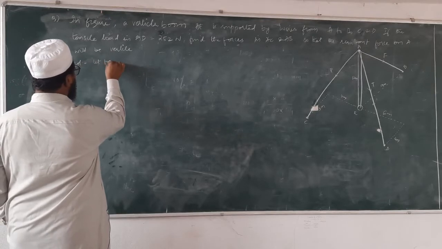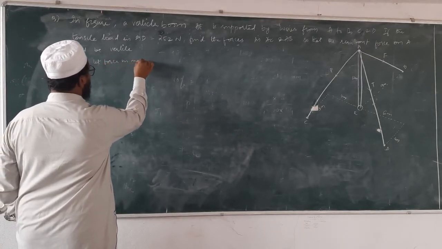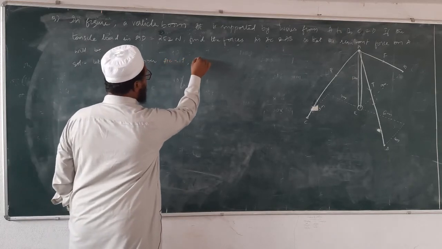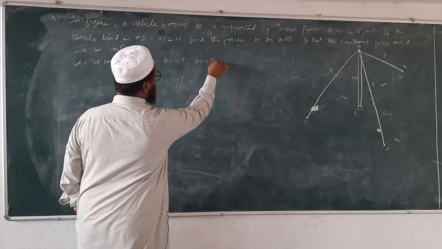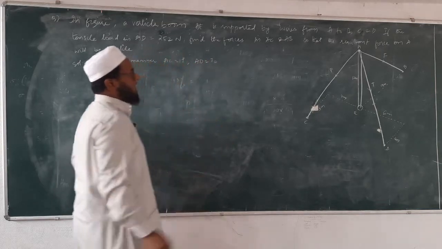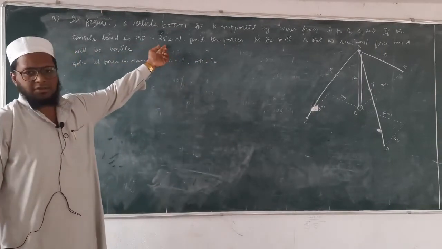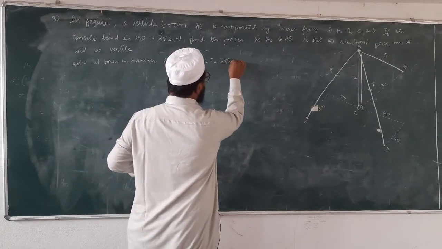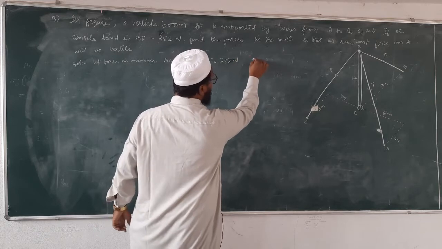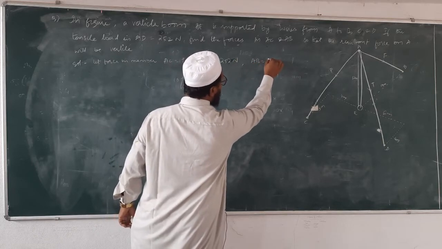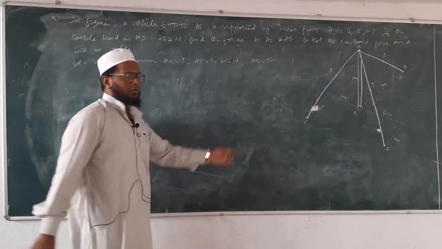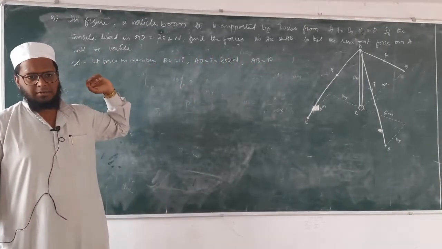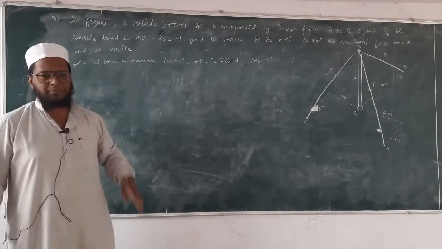Let force in member AC is equal to P, AD is equal to T, which is equal to how much? Force in AD is given as 252 newtons, and AB is equal to F. Right? We don't know. We have to calculate the force F, and also we have to calculate the force P, the force in members AC and AB.